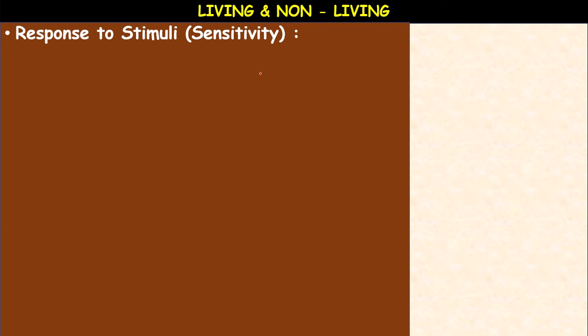Response to stimuli or sensitivity. We know that living organisms, especially animals, are made up of 5 sense organs through which they can receive external stimuli. What are those 5 sense organs? Eyes, ears, nose, tongue and skin. Okay.